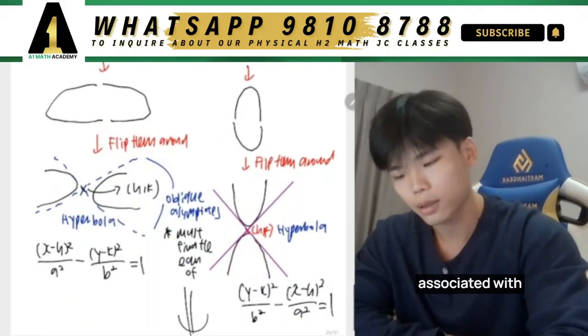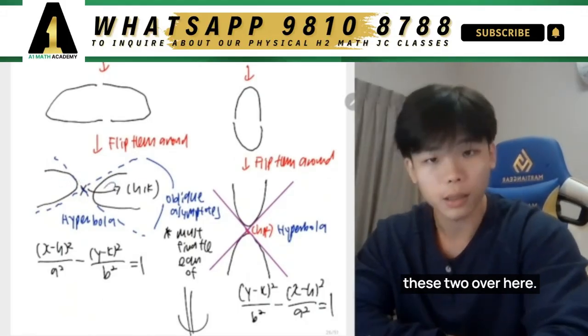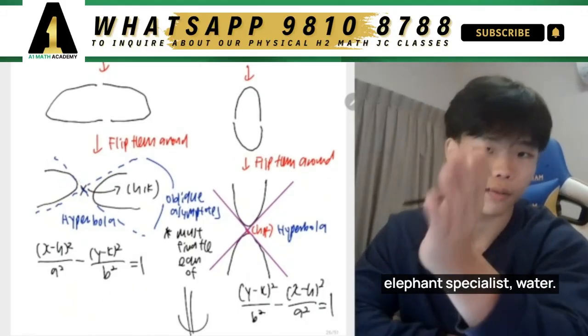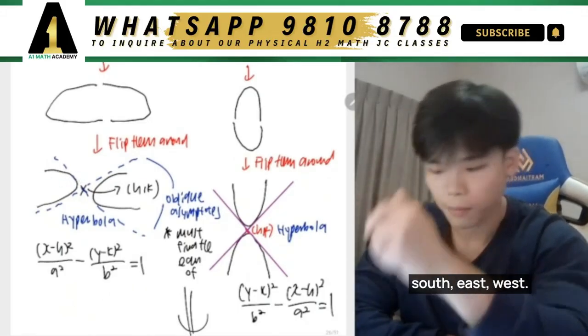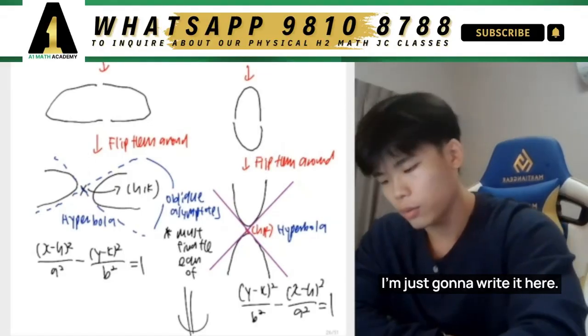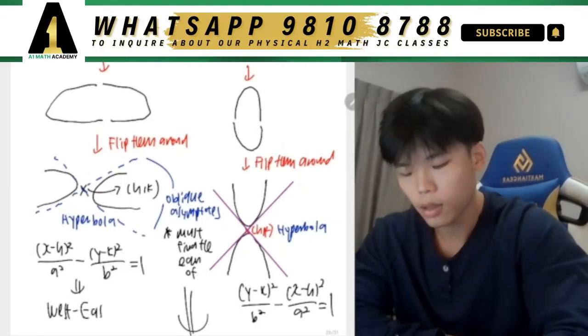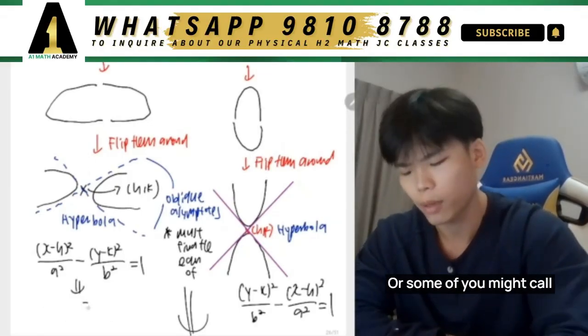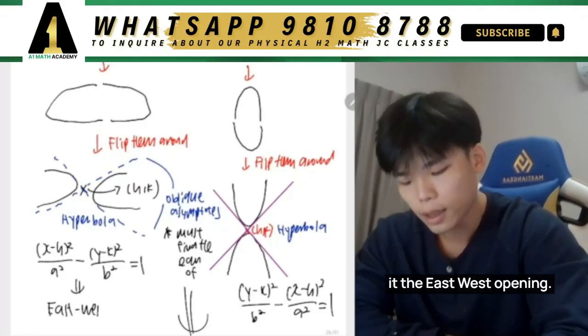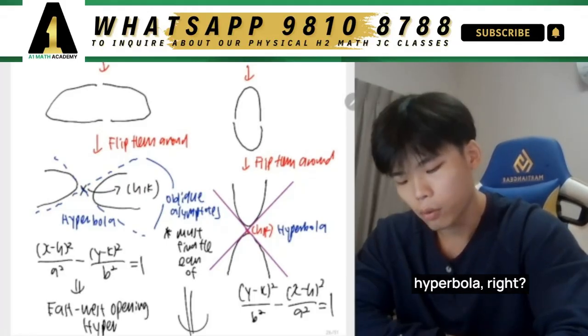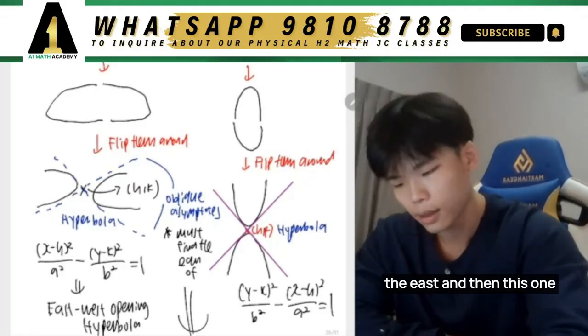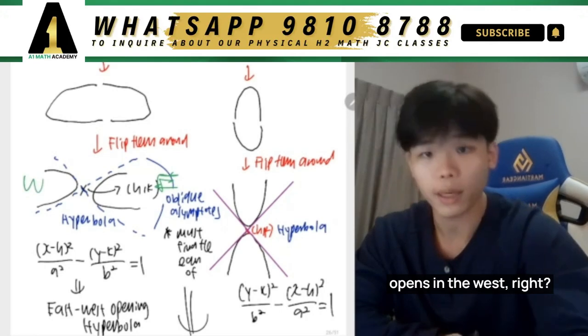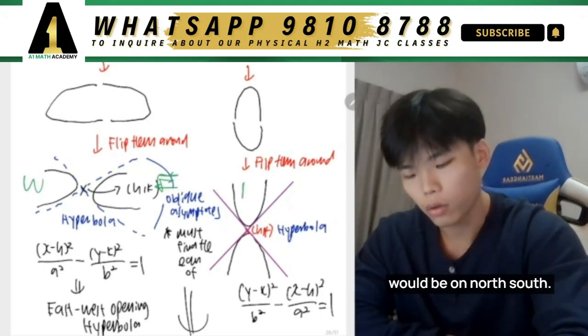And there are names associated with them specifically. If you remember your compass, north, south, east, west, this one would be your west-east hyperbola, or some of you might call it the east-west opening hyperbola, because this one opens in the east and this one opens in the west. And then the other one will be your north-south.